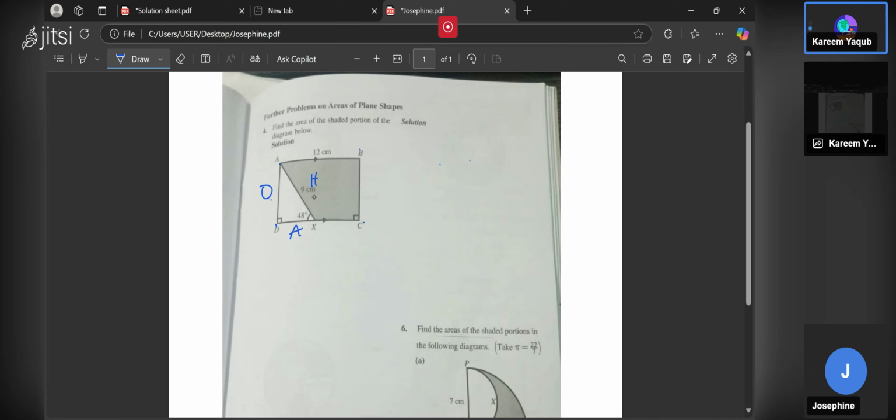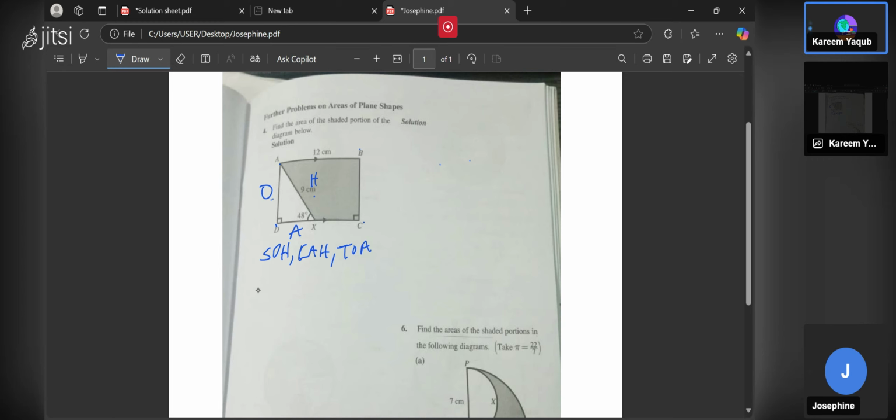So using SOHCAHTOA, you can find the opposite. Because we are given hypotenuse, which is 9, we are looking for opposites. So that means, which of the SOHCAHTOA are we going to make use of here? When you are given a hypotenuse, you are looking for opposites. Which one are you going to use? The sine. Good. That's good.